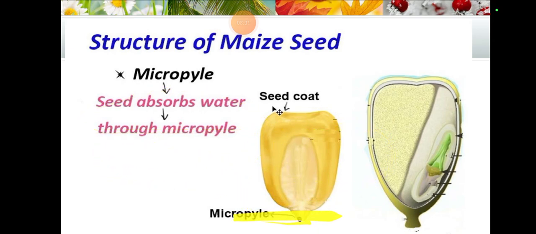Here you can see this is the micropyle, this black part. So this is the micropyle through which the seed absorbs the water. Okay, this is the outer seed coat and this is the micropyle. Here you can see this is the micropyle.